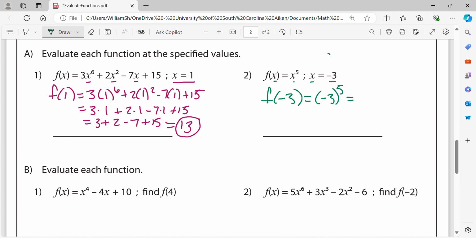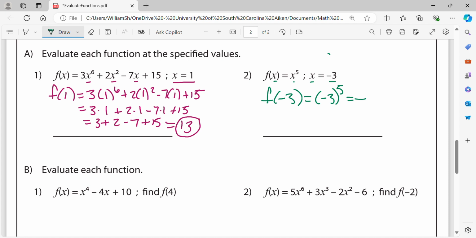Now, a negative raised to an odd power is going to stay negative. Think about it in terms of something simple like 1. Negative 1 times negative 1 is positive 1, times negative 1 is negative 1, times negative 1 is positive 1, times negative 1 is negative 1. So that was 5 negative 1s rendering a negative 1. So 5 negative 3s is also going to render a negative. We just have to figure out what 3 raised to the 5th power is.